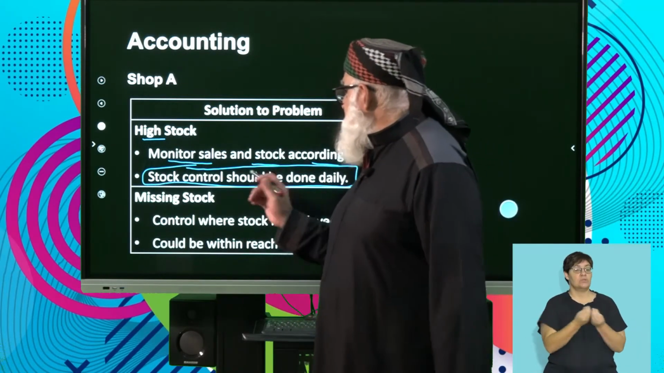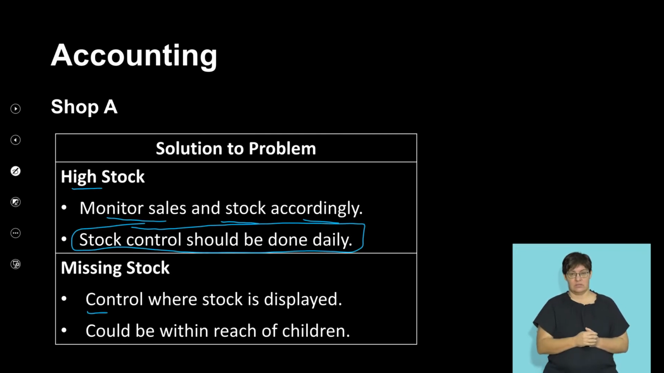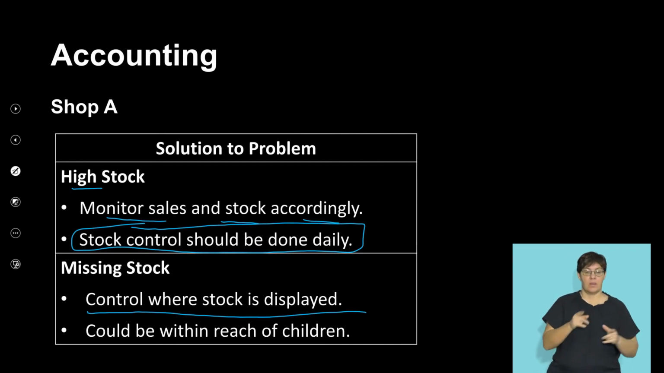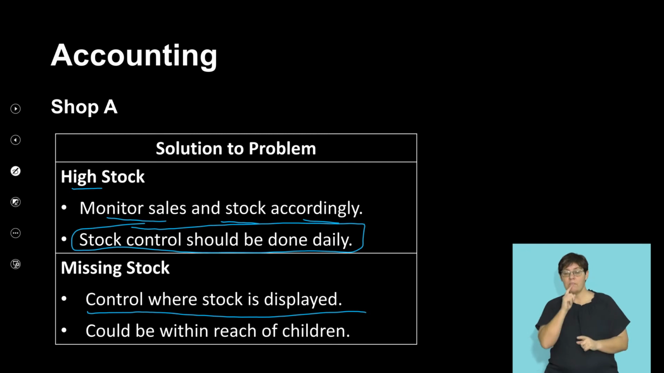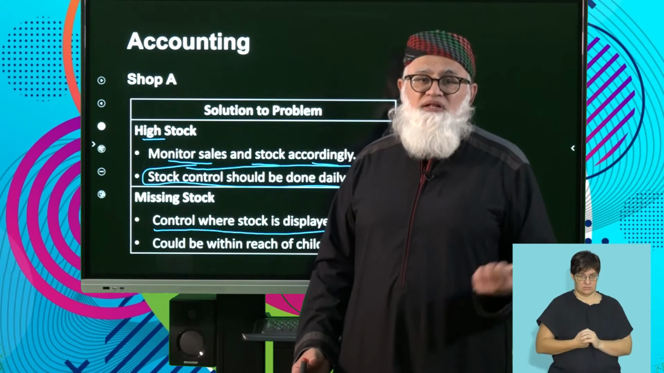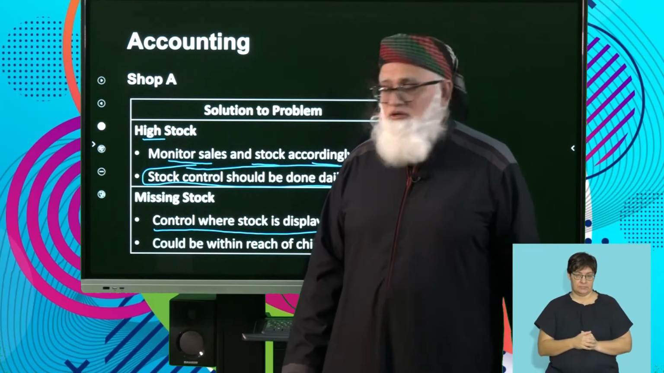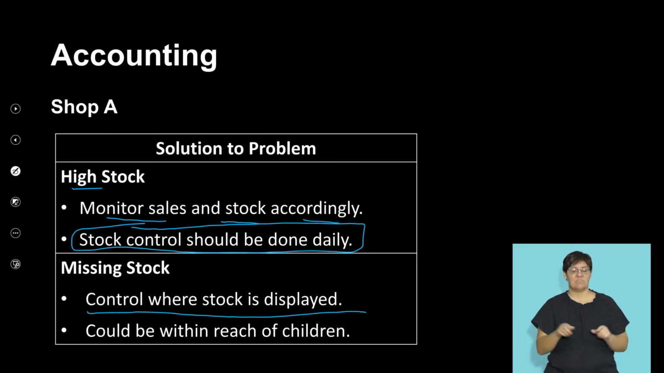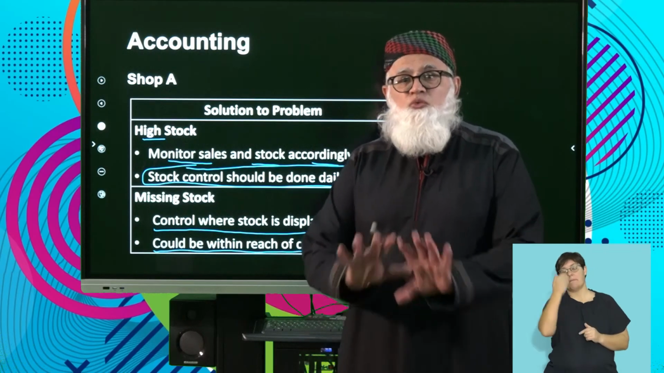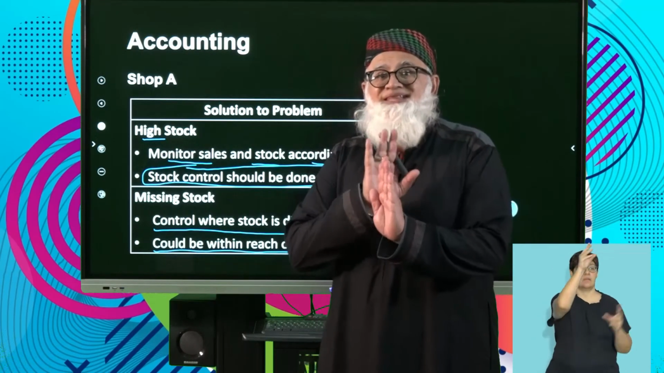With regards to the missing stock, again, control where stock is displayed. You need to make sure that the way you're displaying your stock is not accessible to people that may have bad intentions to steal the stock, right? And also, because it's a tuck shop, it shouldn't be within the reach of your customers, namely the learners or the children, right? So make sure that you put these measures in place.